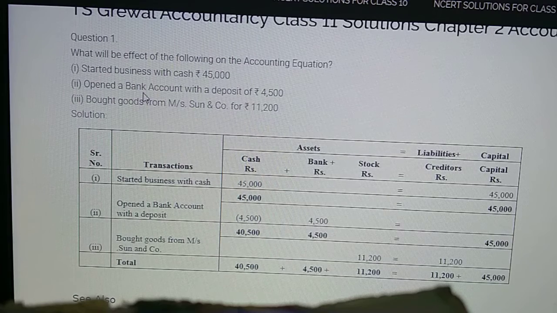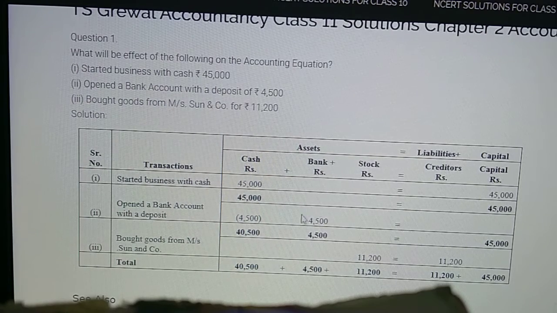Open a bank account with a deposit of rupees 4500. Now you are going to open a bank account. Definitely your cash is going to reduce. How much cash do you have? You have a total of 45,000. Here you have a deposit of 4500. This means your cash is going to reduce by rupees 4500. Now you have another asset which is known as the bank.